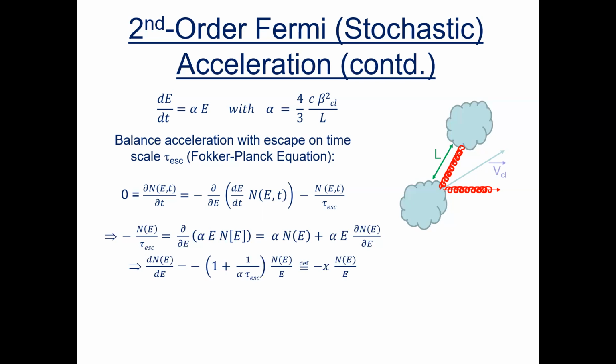Finally, we get dN over dE, the differential spectrum. The derivative of the differential spectrum is some constant that we call minus x times N over E. And the equation that solves that is simply a power law again, namely E to the minus x. Easy to figure out: if you take N proportional to E to the minus x and take the derivative, you get minus x times N over E. So we have a particle spectral index. Again, we have a power law from second order Fermi.